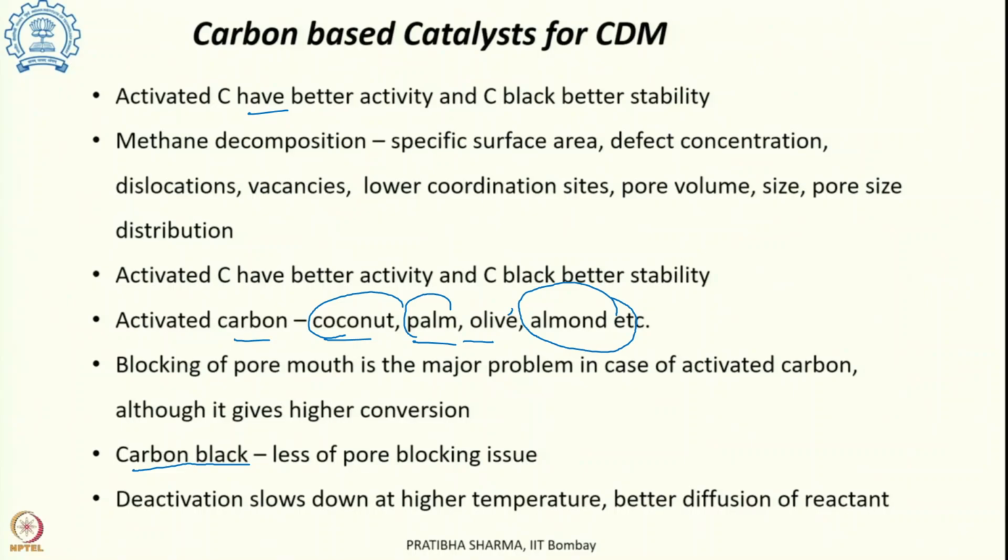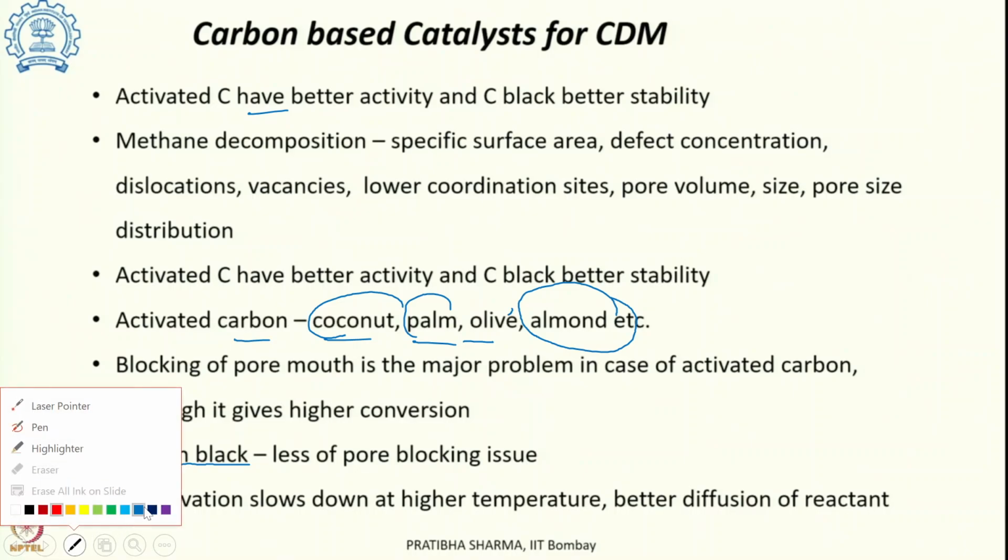Come to the point that the activated charcoal has a large number of pores. But carbon black has fewer pores. That's why.